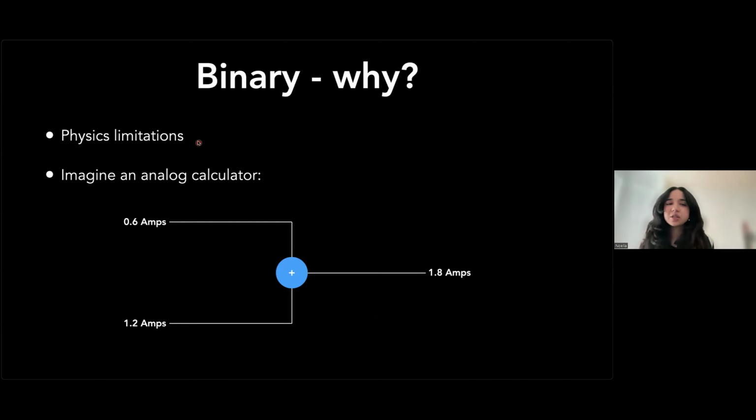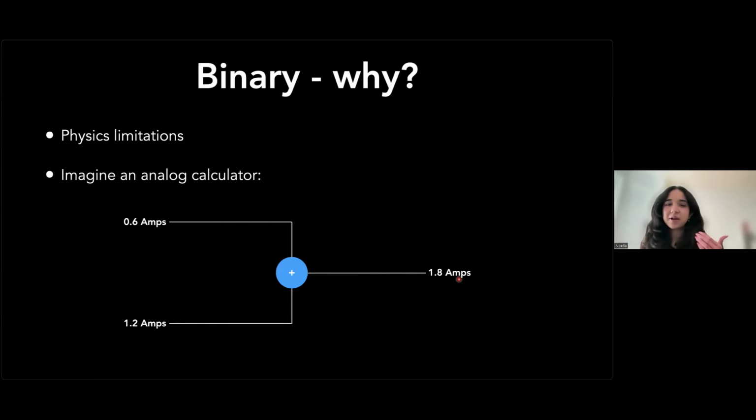So imagine that we're tasked with creating a calculator that can add two numbers. If we don't want to do this the binary way, what we can do is create an analog calculator and have two wires that join together. And through one wire, we can put 0.6 amps of current, and the other wire, we can put 1.2 amps of current. And then we can measure the resulting current, which is 1.8.